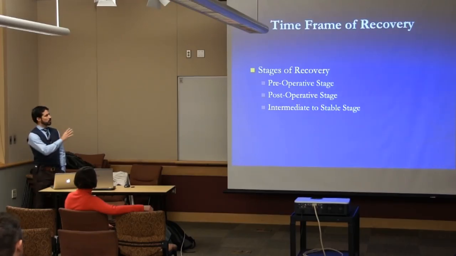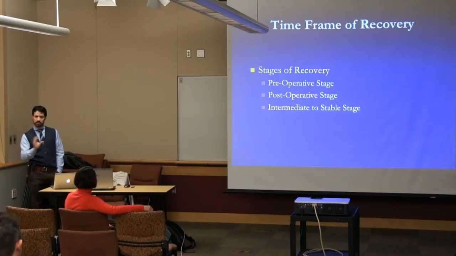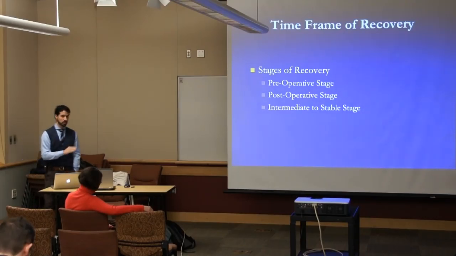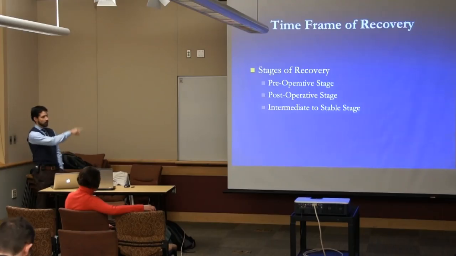So in general, you can think about the stages of recovery as preoperative stages. It's interesting to think of preoperative as a stage of recovery, but in terms of amputee rehab, we like to think of it this way. Then postoperative, and then the intermediate to stable stage. Some people will call this the prosthetic fitting phase or stage. The problem with that is not all of our amputees go on to wear a prosthesis. And we'll talk a little more in detail. So I'm just going to touch on each of these.